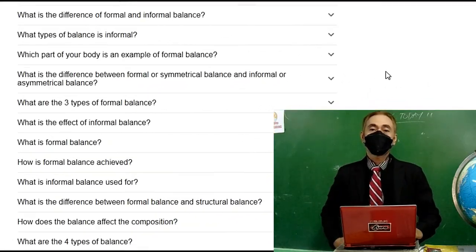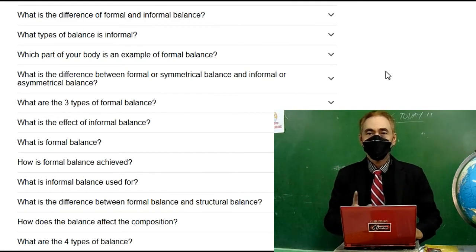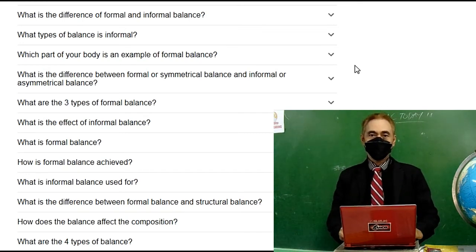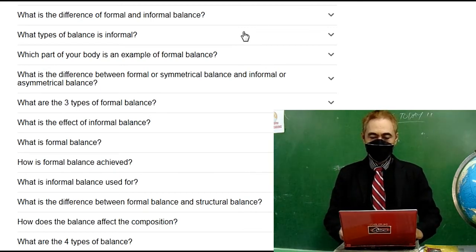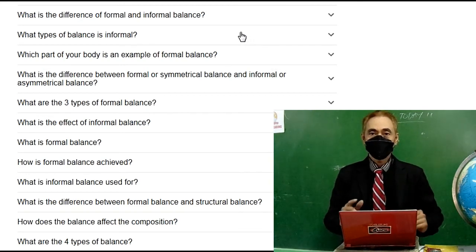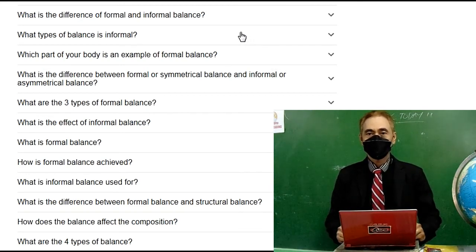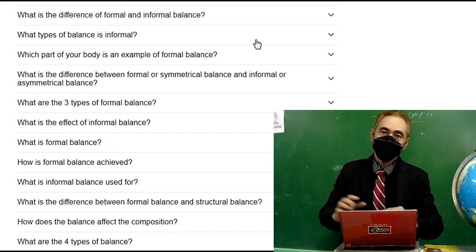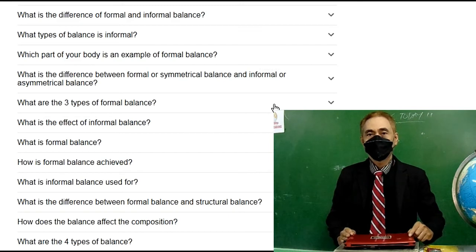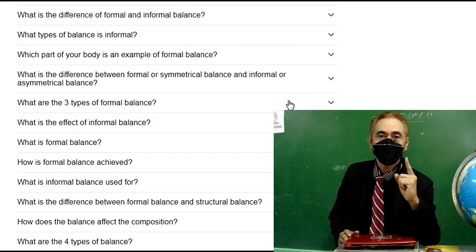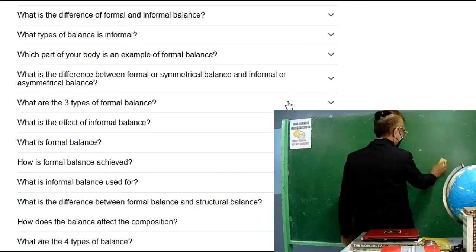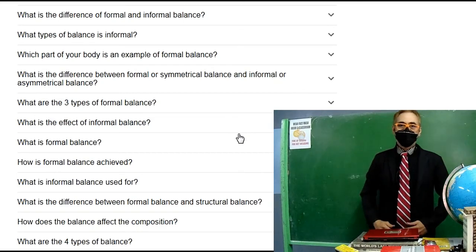Alright class, here are the questions for you to answer, and write your answer on a piece of white bond paper and send the JPEG or soft copy right into our Google Classroom email. Okay, let's start with number 1 question. What is the difference of formal and informal balance? What types of balance is informal? Which part of your body is an example of formal balance? What is the difference between formal or symmetrical balance and informal or asymmetrical balance? What are the 3 types of formal balance? What is the effect of informal balance?